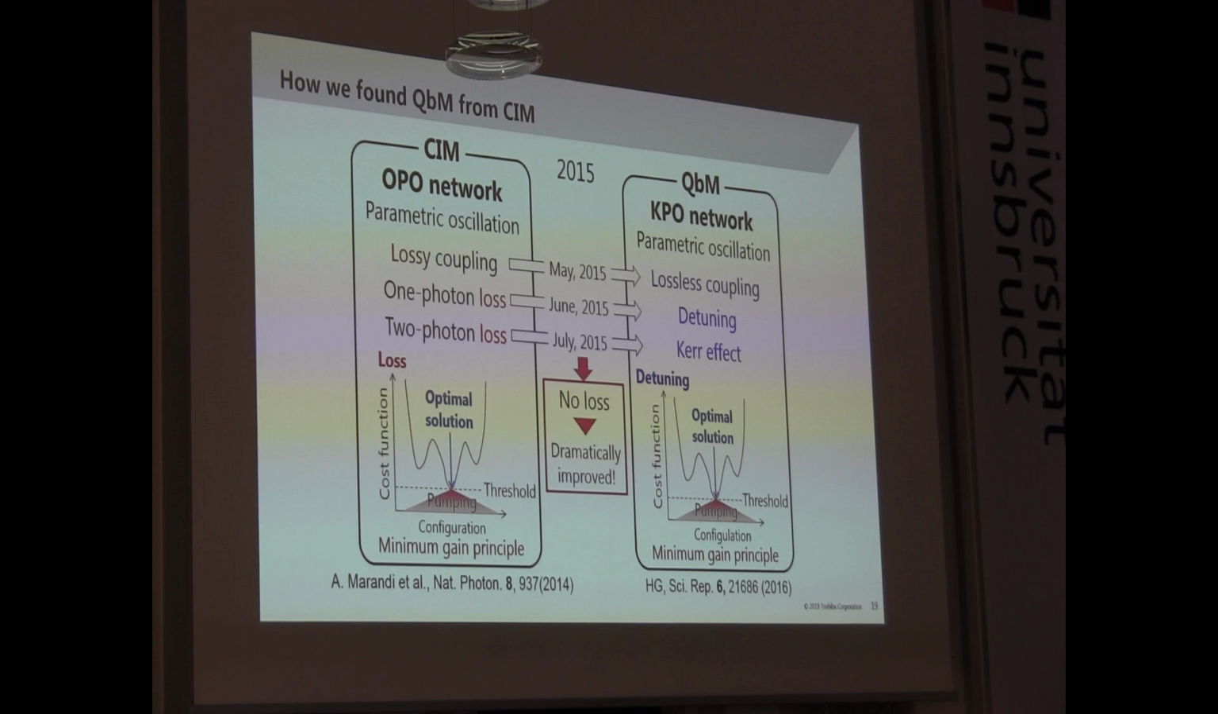And next month, I also replaced one photon loss by detuning. But by numerical simulation, I couldn't find good performance. But in July, I replaced two photon loss by the Chi effect. So now there is no loss. And I found that in this case, we can get very good performance. So like that, I obtained this new idea of KPO network or QBM.